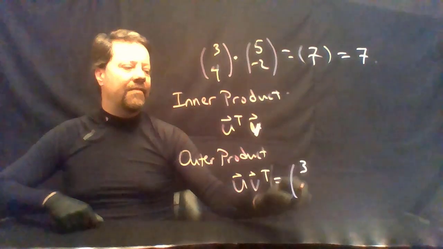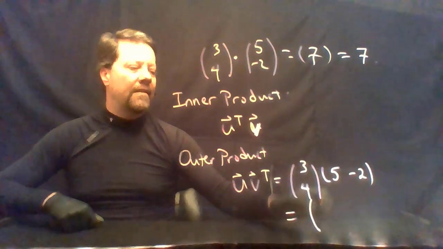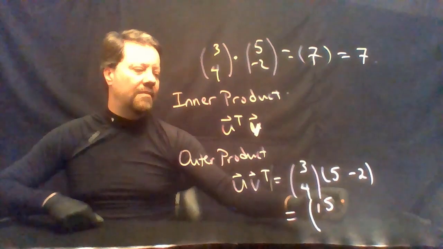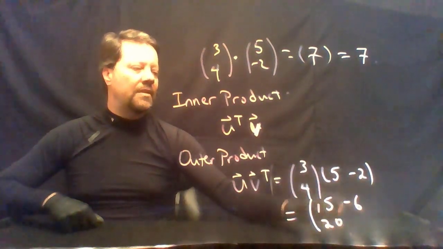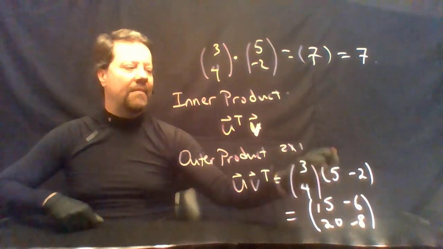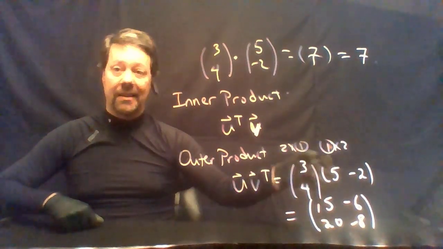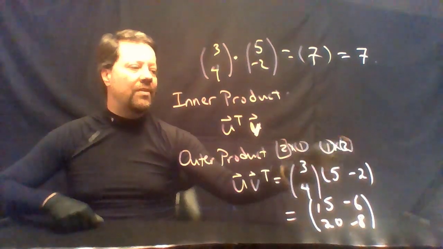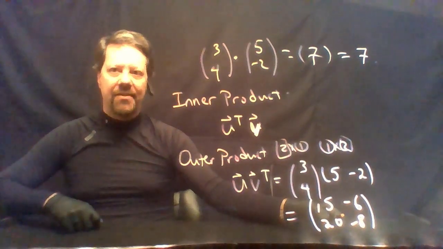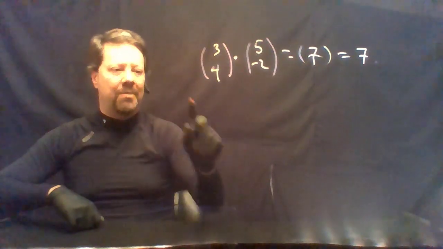Notice that you'll have 3, 4 times the row vector 5, negative 2. This ends up being row times column, row times column, row times column, row times column. You end up multiplying a 2 by 1 times a 1 by 2. The ones match, so the product is defined. You end up with a 2 by 2 as your answer. So the outer product yields a matrix, the inner product yields a scalar. There are other inner products.